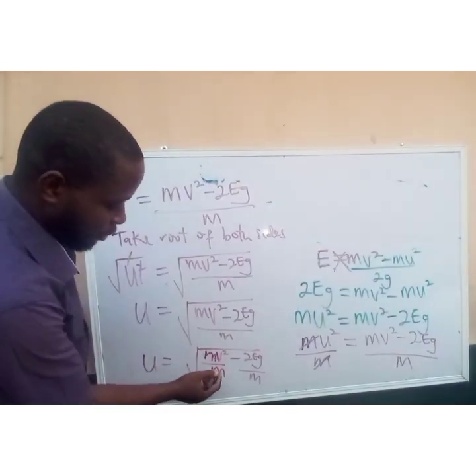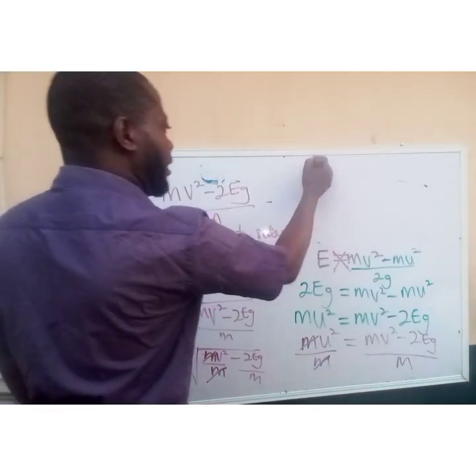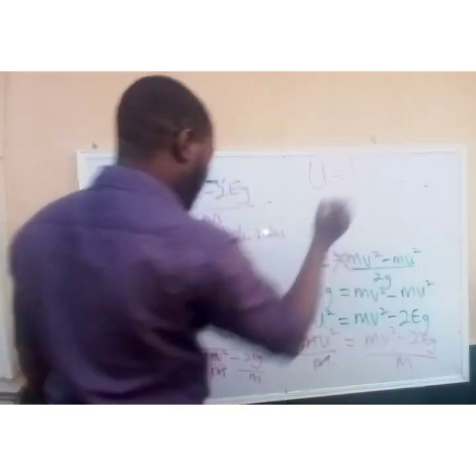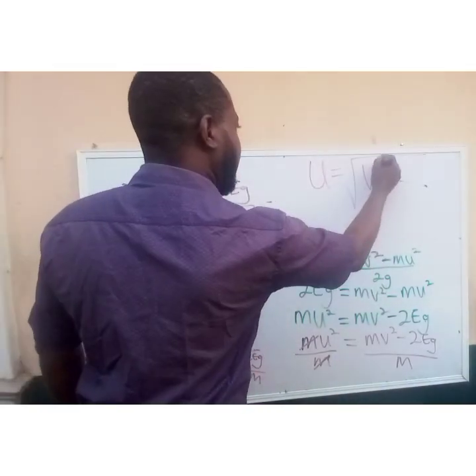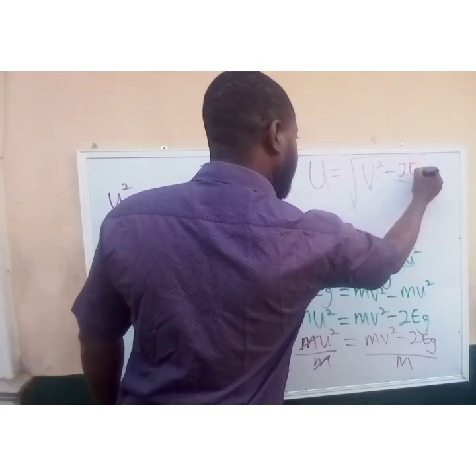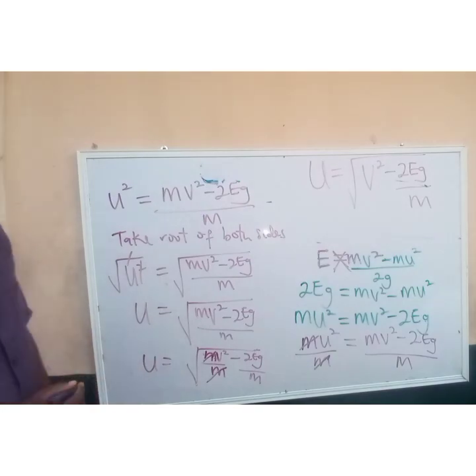So the next thing to do now is to use this M to cancel this M. So our final answer will now be U equals the square root of V square minus 2EG all over M. So that's our final answer for the first question.